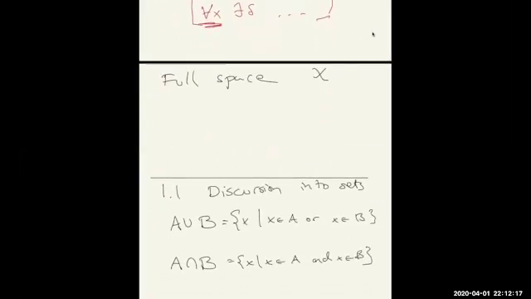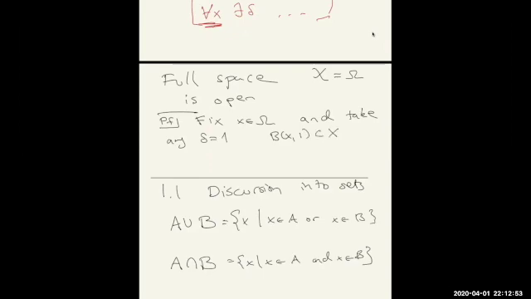Now, another example of a set that's always open, quite vacuously, is the full space X. So if X is equal to omega, the full metric space X, then this set is open. And well, the proof is, fix an x, and take any delta. Say delta equals 1, then B(x,1) is contained in X because it consists of points in X. So we are done.